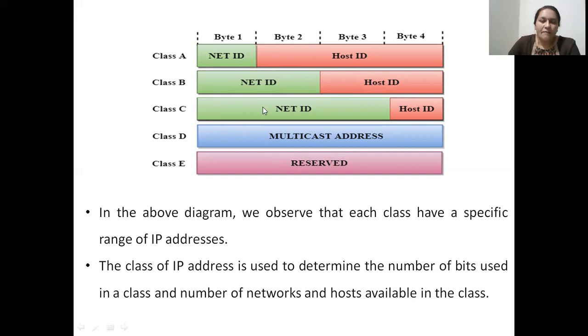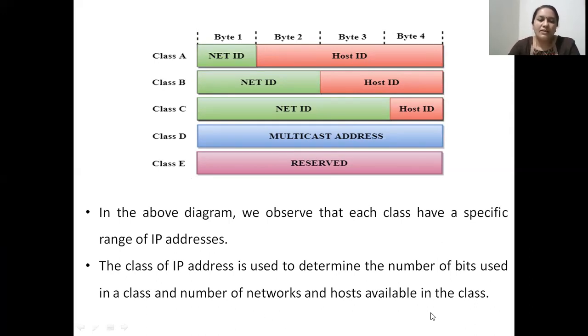In case of class C, 3 bytes are used for network ID and 1 byte for host ID. Naturally, class C addresses are useful to support more networks and fewer hosts on these networks. The class D addresses are specially used for multicasting. Multicasting means sending a single message to multiple hosts at a time. So class D is used whenever we follow multicast routing in order to utilize it for multicast addressing. And class E is reserved for special purposes.